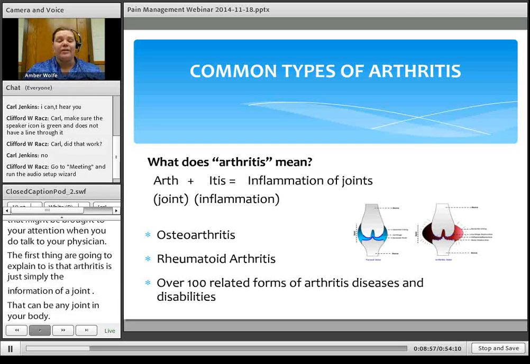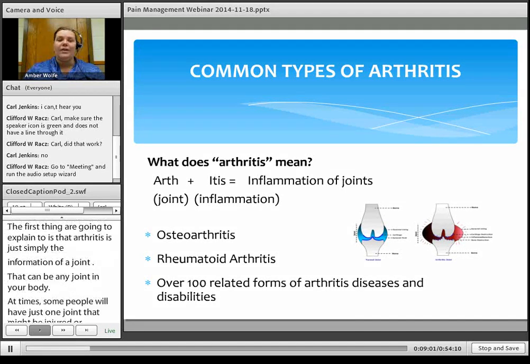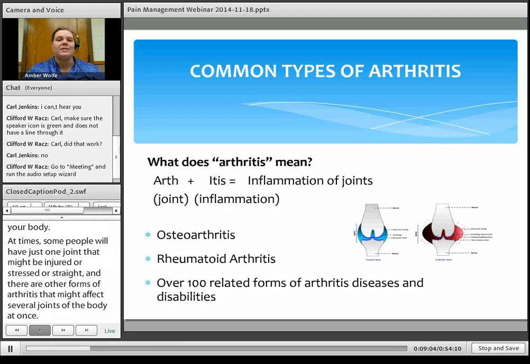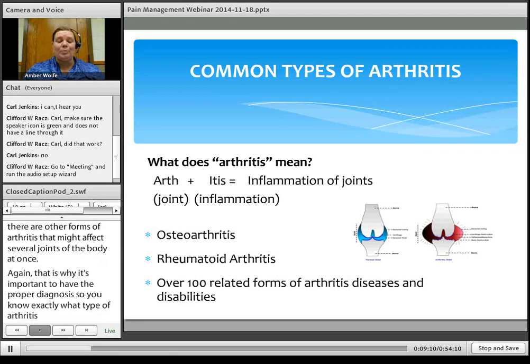Again, that's why it's very important to have that proper diagnosis so you know exactly what type of arthritis you're working with, because that pain management technique is going to be different from osteoarthritis to rheumatoid arthritis, fibromyalgia, gout, and lupus. They all are going to have a different technique.